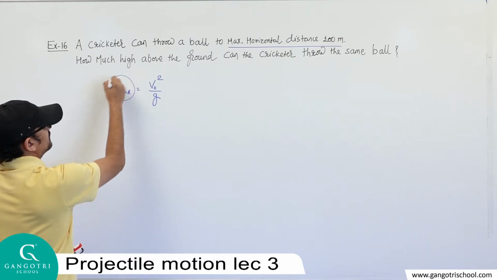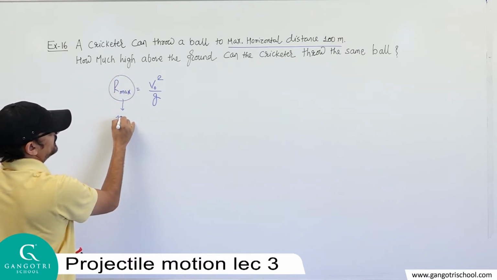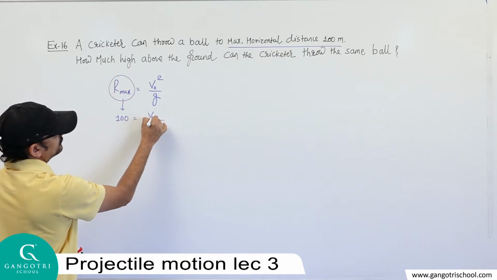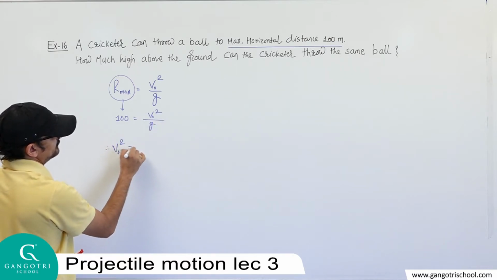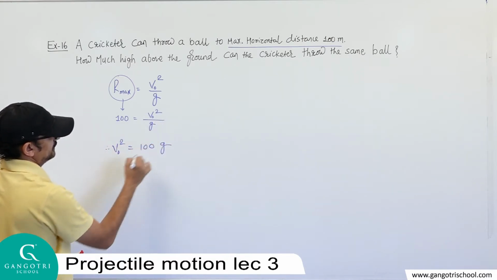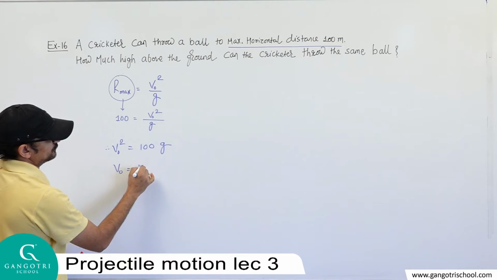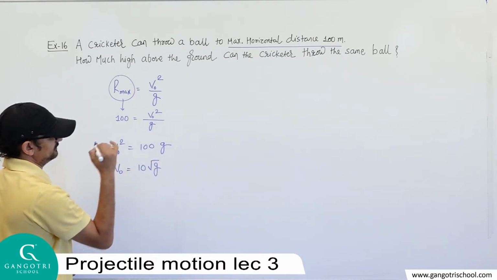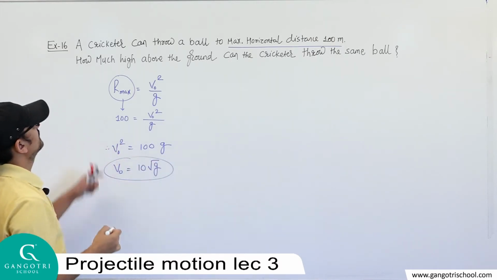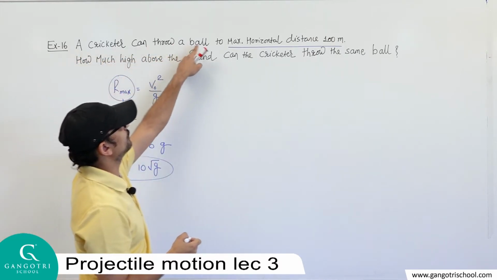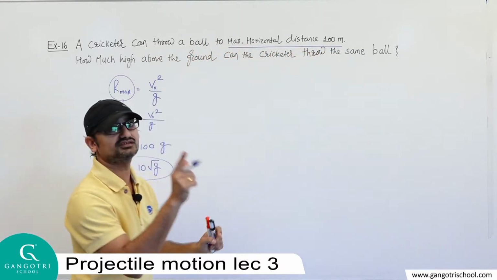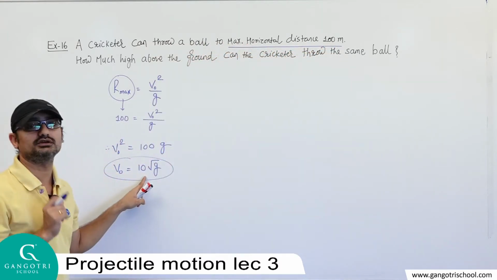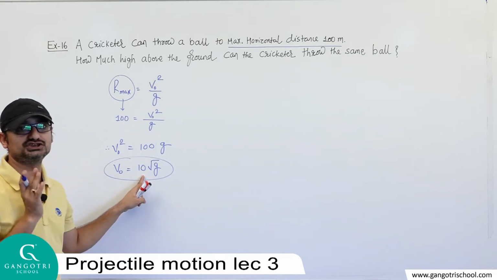So maximum range is given 100 meter. V0 square as it is, G as it is. So V0 square is equal to 100 G. So V0 is equal to 10 root G. It means that a cricketer can throw a ball to a maximum horizontal distance of 100 meter. It means that it should be thrown with this velocity 10 root G.